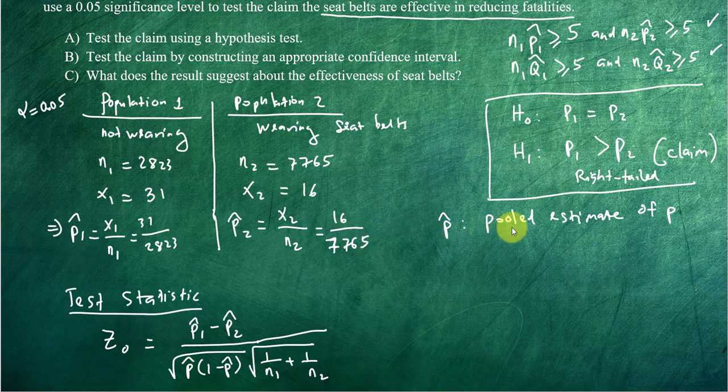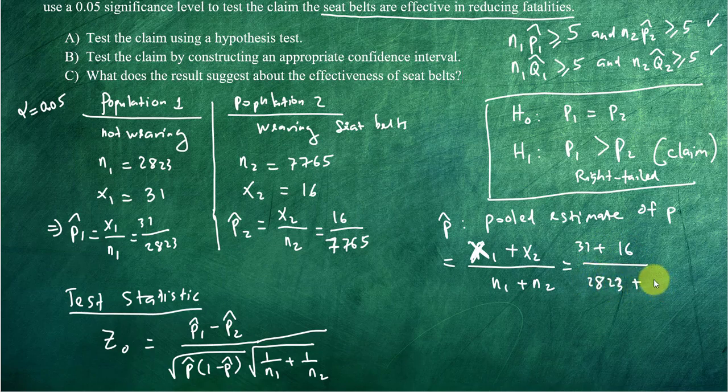And this is obtained by pooling both samples into one big sample. It is found by taking the x1 value plus the x2 value, divided by the n1 value plus the n2 value. So x1 plus x2 over n1 plus n2. We have everything here: 31 plus 16 divided by n1 plus n2. That is the pooled estimate.